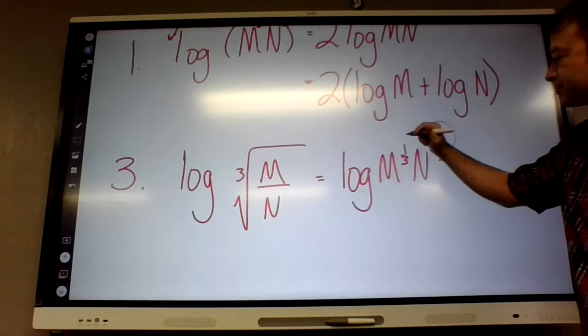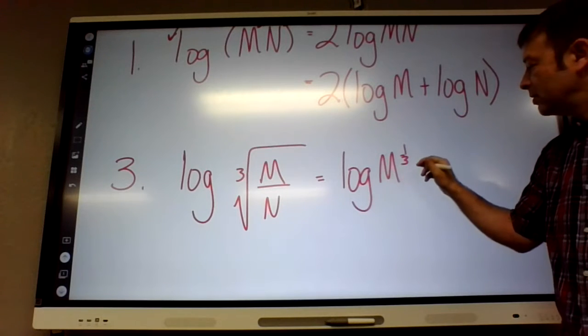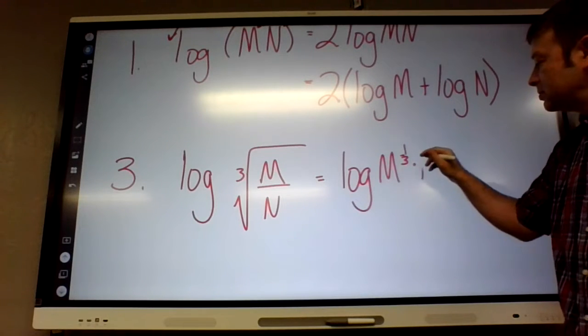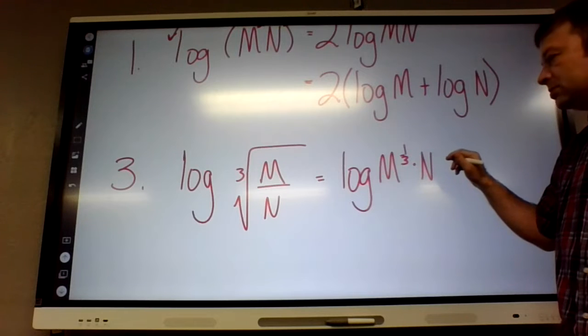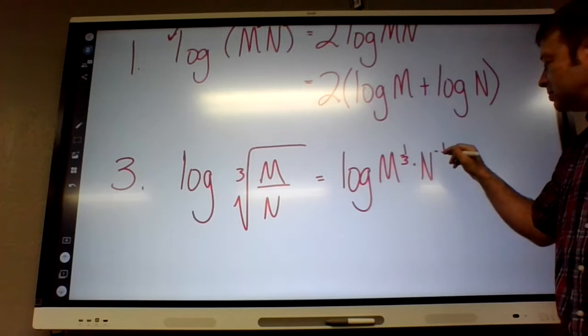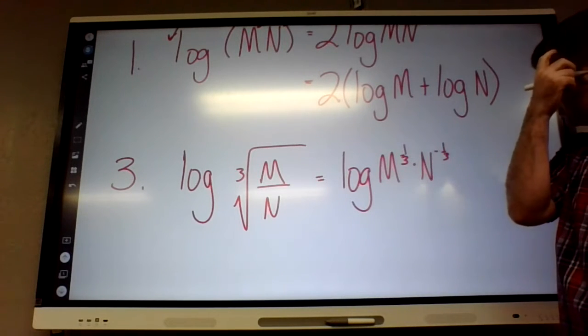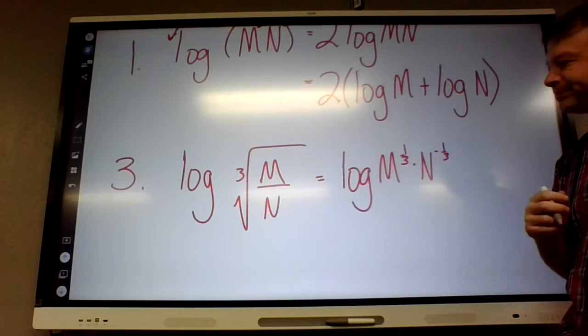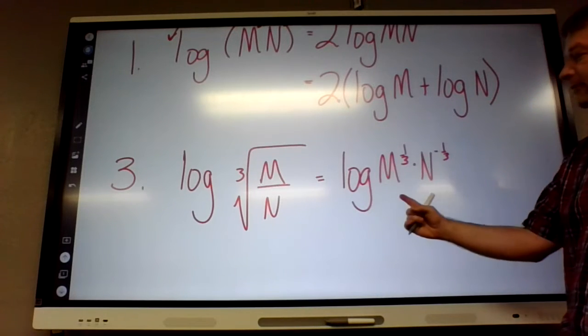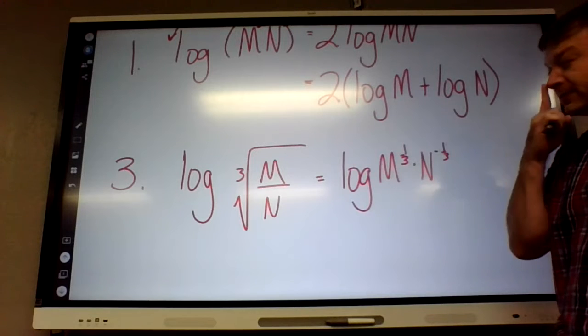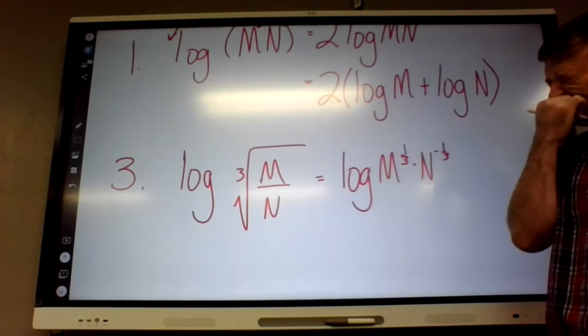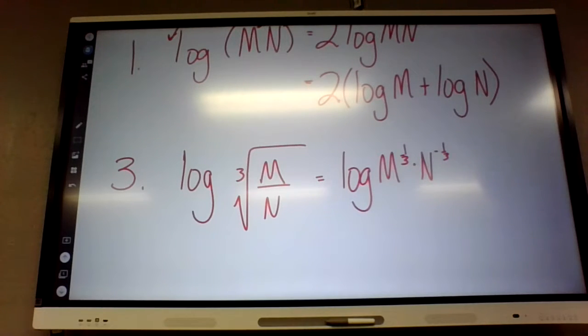I could have left n on the bottom and called it positive 1/3. That would have worked also. That might have been less confusing, actually. Maybe, I don't know.